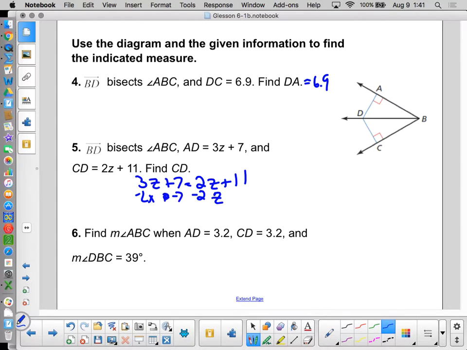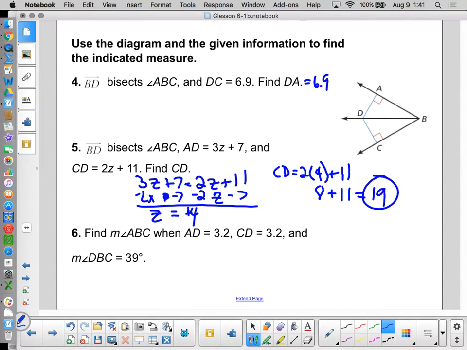I'm sorry, minus 7. And I get z equals 4, positive 4, excuse me. It's not negative, it's positive 4. So z equals 4. That's not the question, though. The question is find CD. CD equals 2 times 4 plus 11. 8 plus 11 equals 19. And we can check to see if that's the same as AD. 3 times 4 is 12. 12 plus 7 is 19 as well.